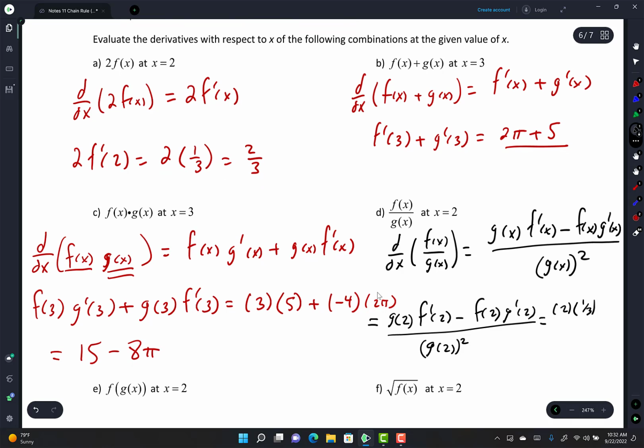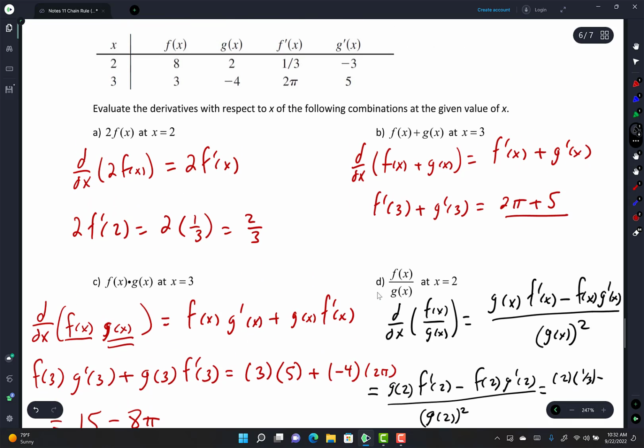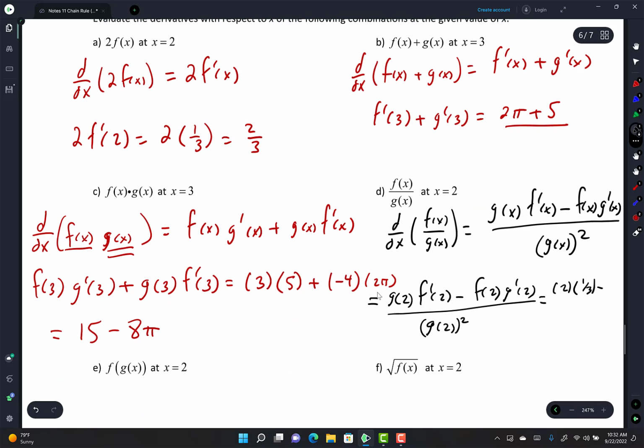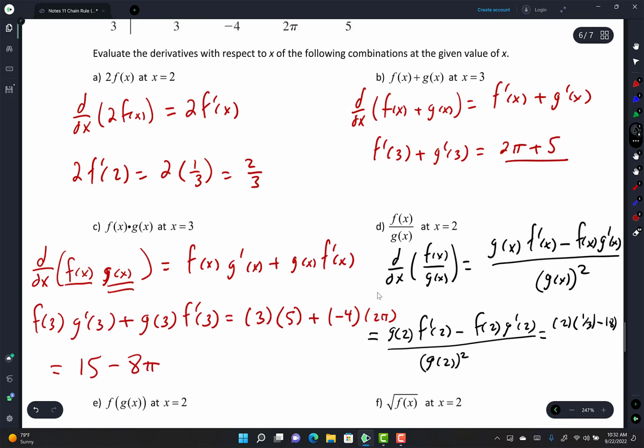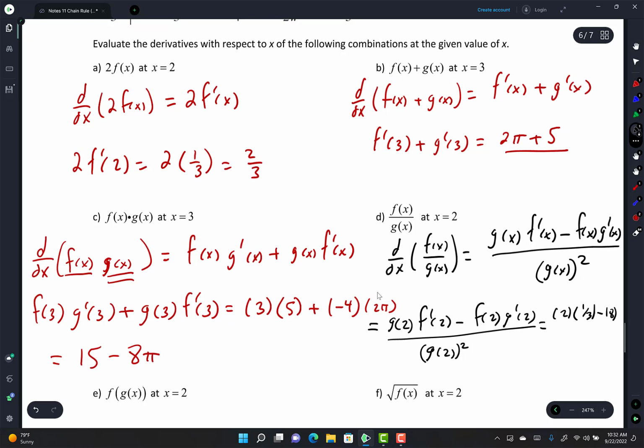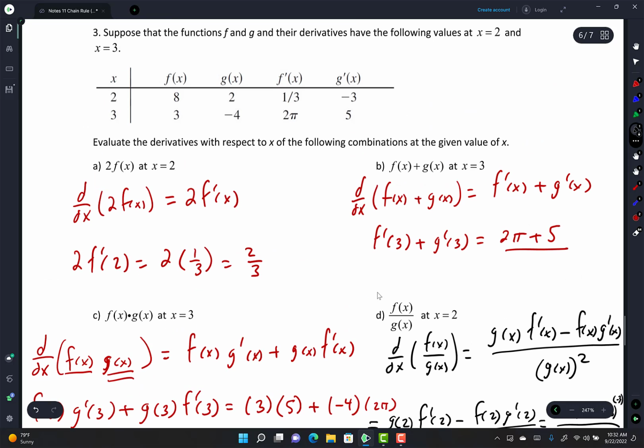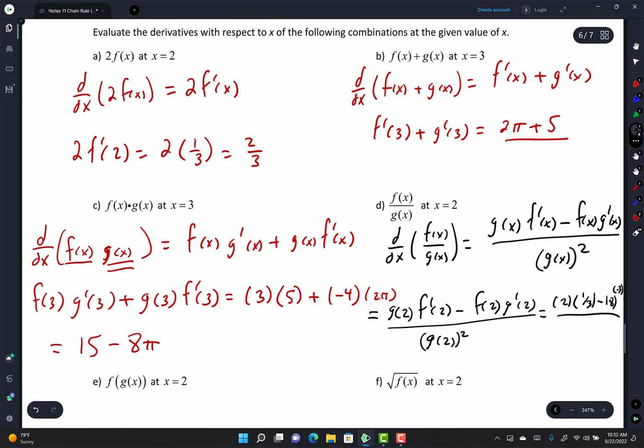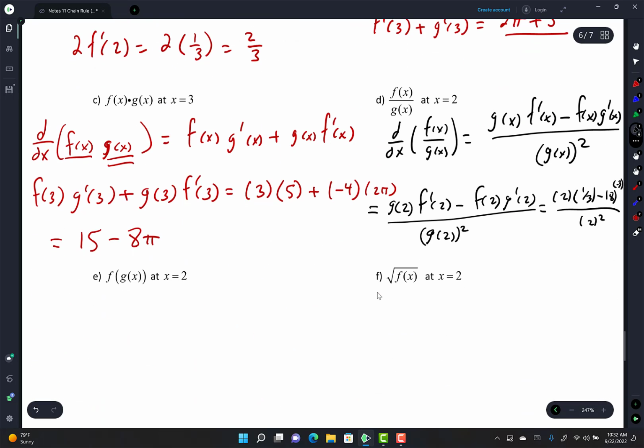1/3 minus f of 2, which is 8. And then g prime of 2, which is negative 3. Am I going to be able to fit it? Yeah. All over g of 2, which is 2 squared. So let's see what we get.